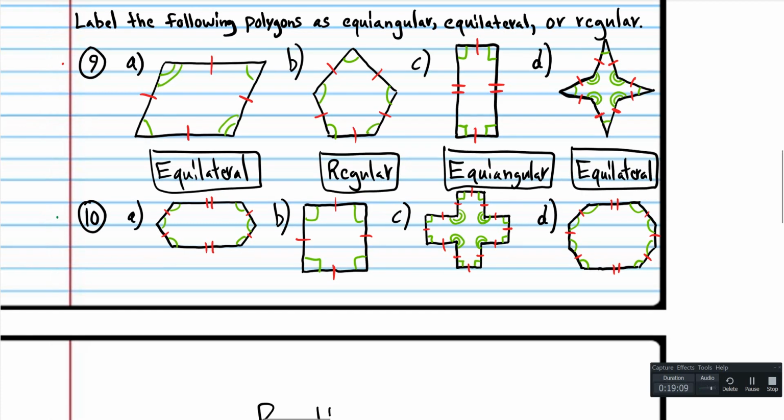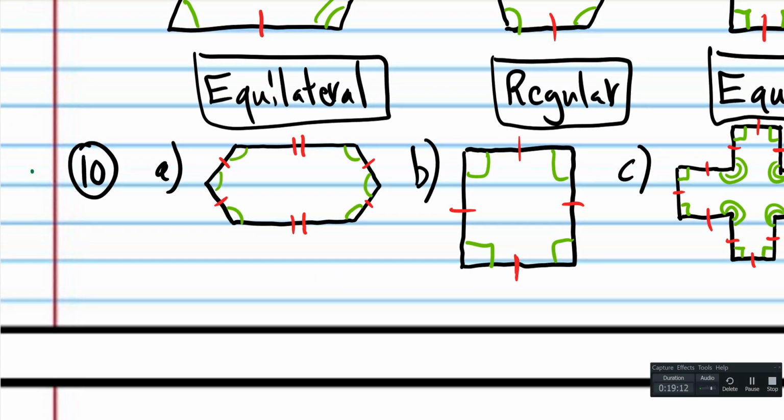Okay, we're back. All of the green arcs are single arcs, which means it's equiangular, but we have a double mark and a single mark for the sides, so it's not equilateral.